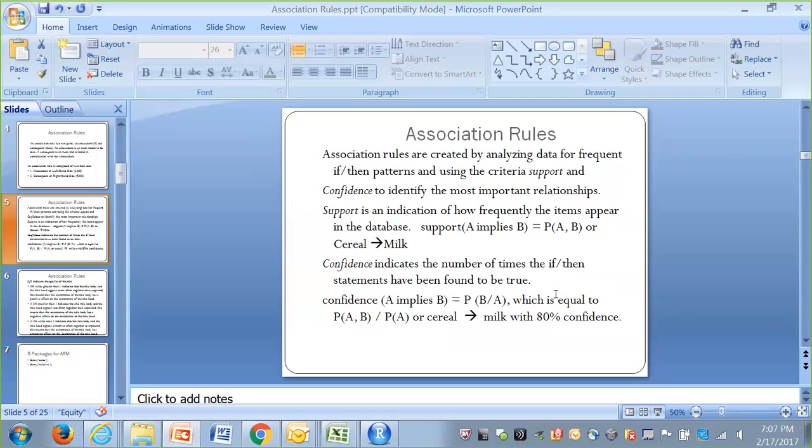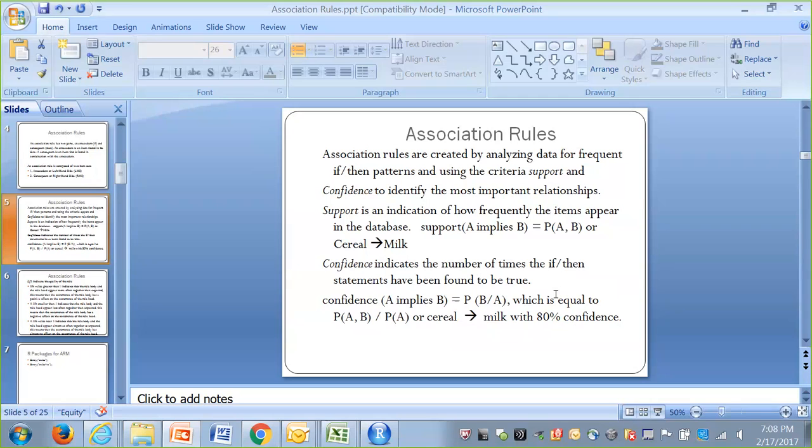So let's walk through it. The confidence is really the most important part of that relationship. So it's basically, how often an item shows up, and what the confidence level of that item showing up is.